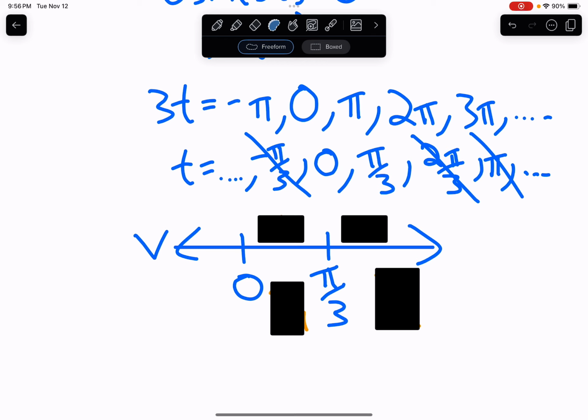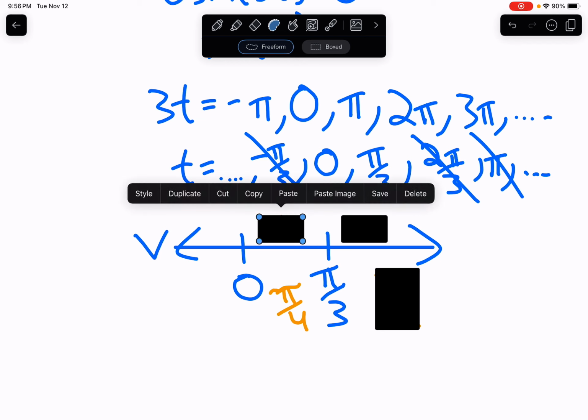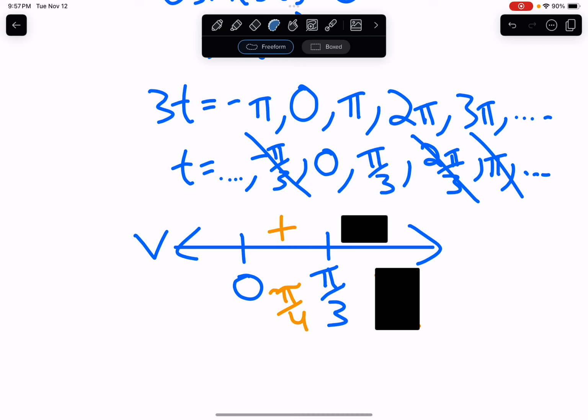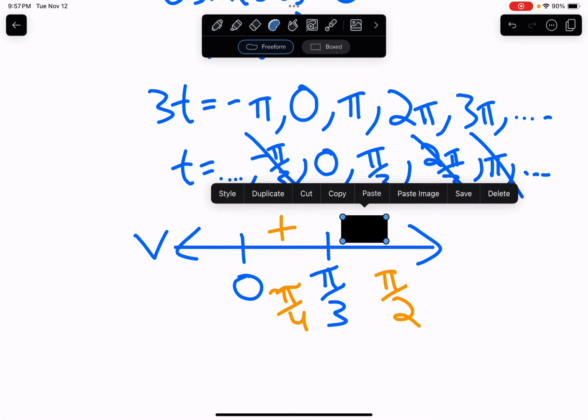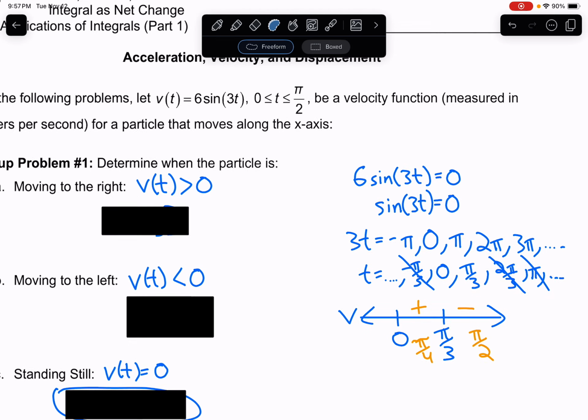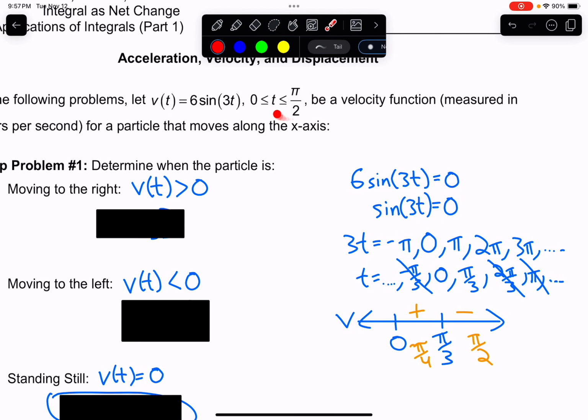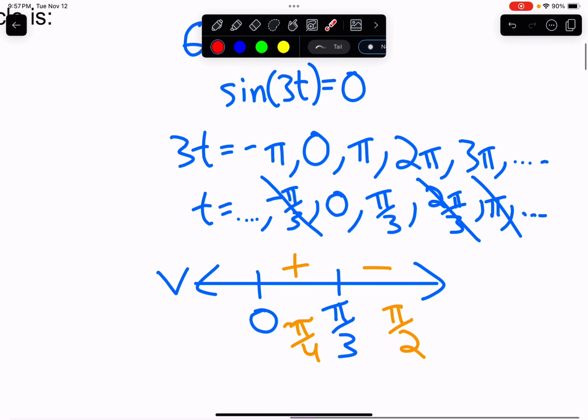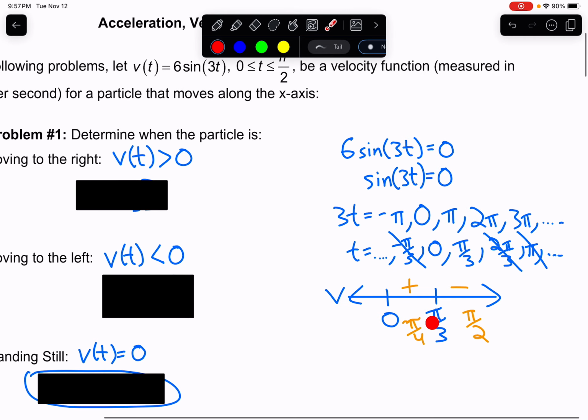So I'm going to pick some values here. First off, I'll pick pi over 4. Sine of 3 pi over 4 is going to be positive. And then for something bigger than pi over 3 but less than 2 pi over 3, I will pick pi over 2. Sine of 3 pi over 2 is going to give me a negative. Typically I wouldn't like to pick something that's an endpoint for the interval, but again, I'm focusing on where sine is going to change signs. So as long as I pick something between pi over 3 and 2 pi over 3, I know I'm okay.